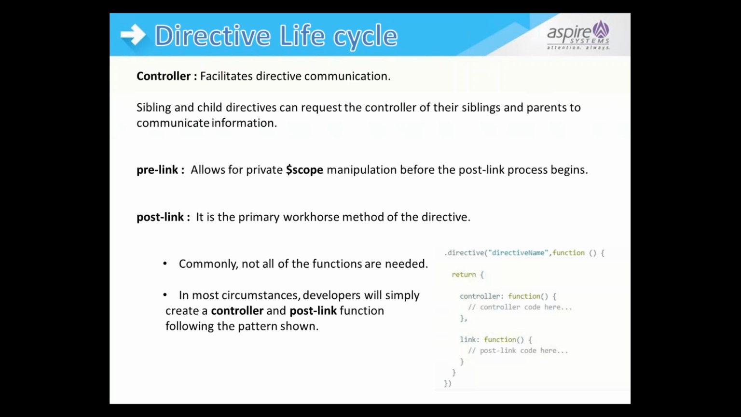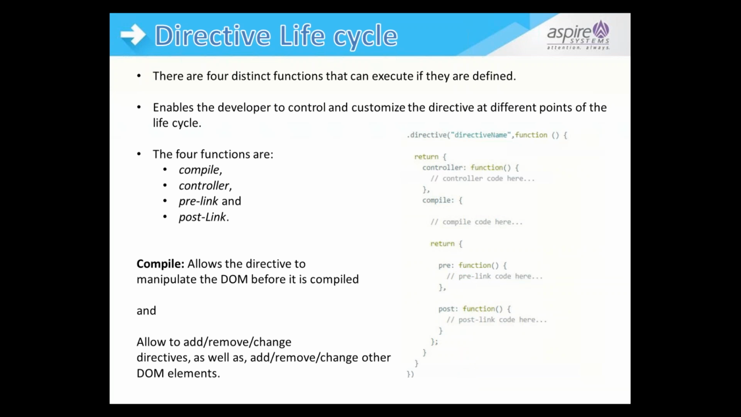So any directive has these 4 important phases. First thing is called compile, then controller, then pre-link and post-link. Of these, the very important parts are post-link and controller, but I'll explain the other parts as well. What is compile? You have a directive written in your page. The page starts rendering. Before the page renders, if you want to change any DOM element, that part of code should come inside compile.